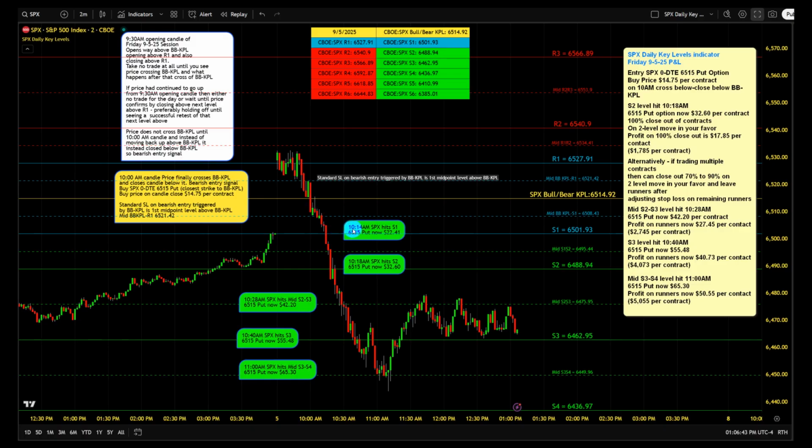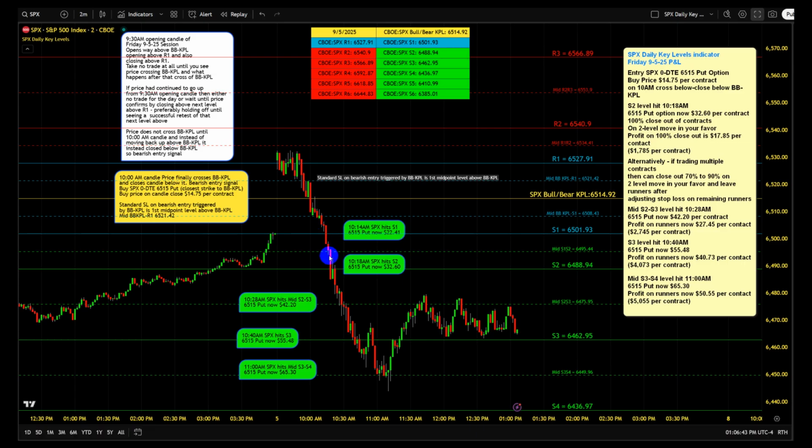Okay, so at 10:14 a.m. SPX hits the S1 level. The 65.15 put is now $22.41. You purchased at $14.75, so you have a nice profit that is emerging here.